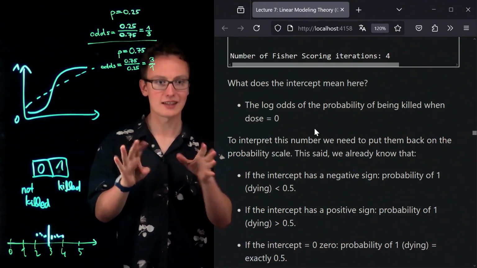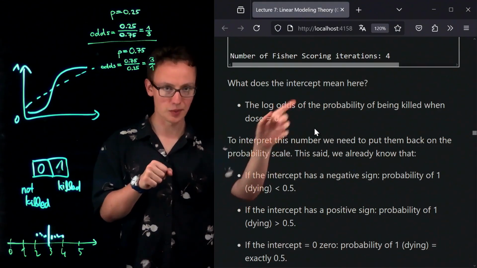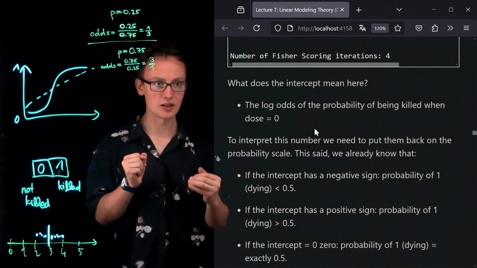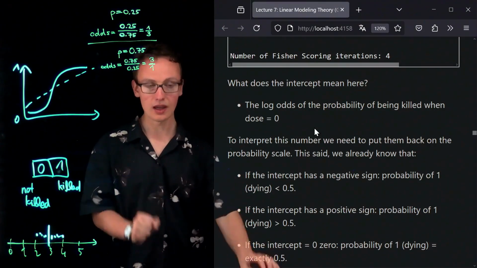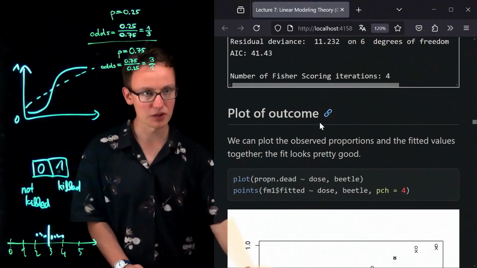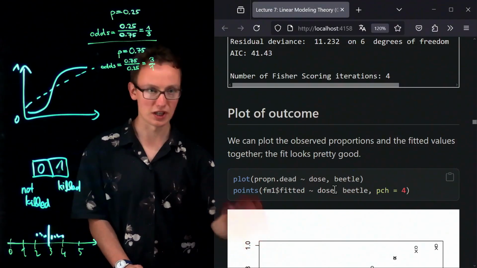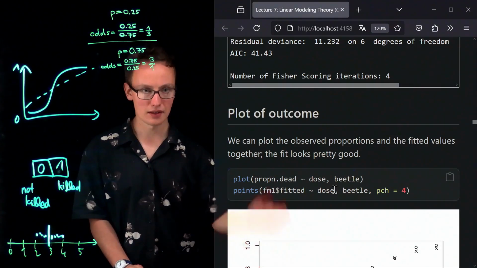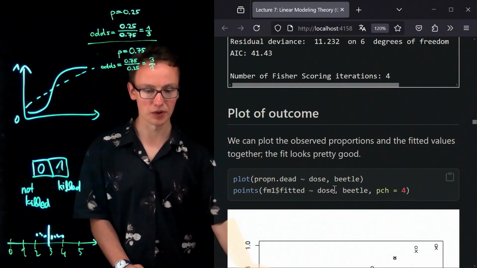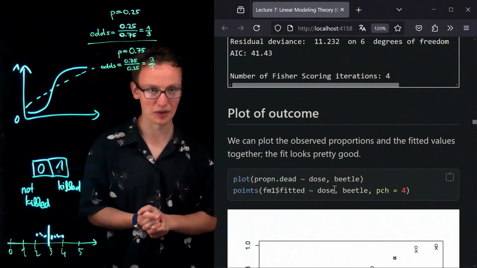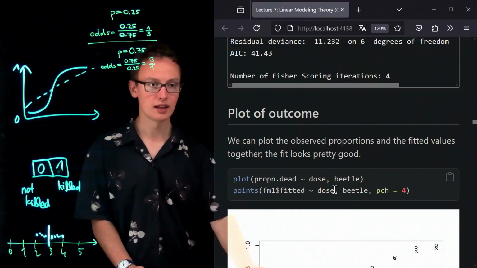If we had centered dose here, which in this last model we didn't, then it would mean the probability of being killed at the average dose. But look at the function call: here we gave it the original dose values, which are not centered. In this case, the intercept corresponds to the hypothetical probability of getting killed when the dose is equal to 0.